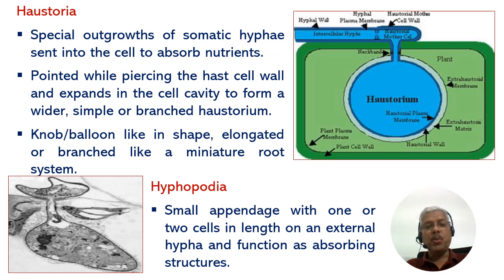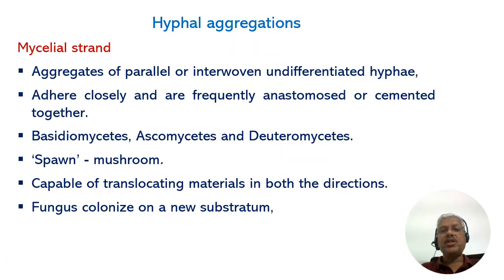Then hyphopodia. It is a small appendage, one or two cells in length, on the external hyphae and functions as an absorbing structure. The terminal cell of the hyphopodium is expanded and rounded or pointed. The aggregations of hyphae and tissues.